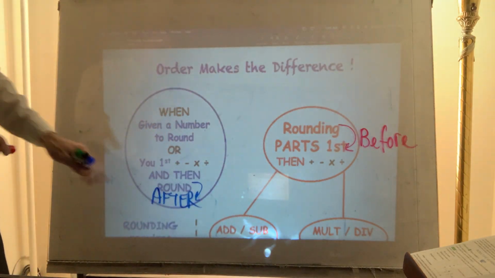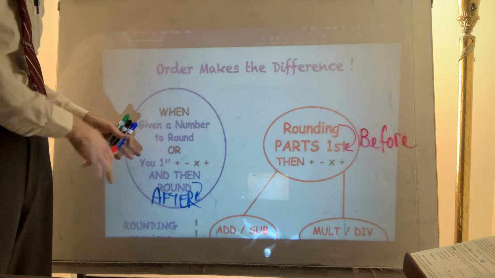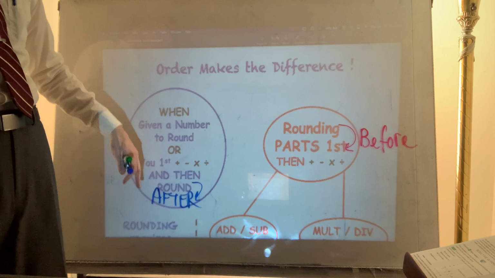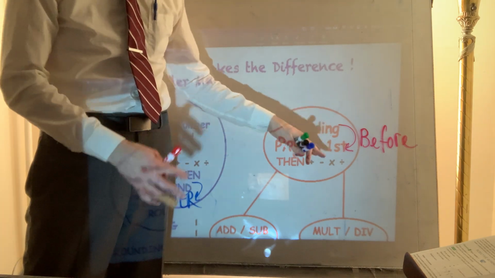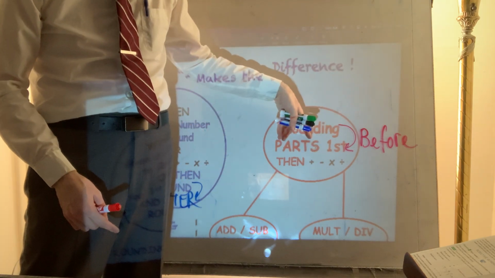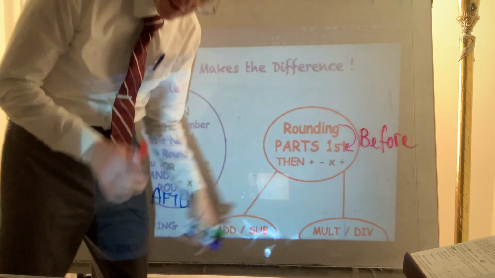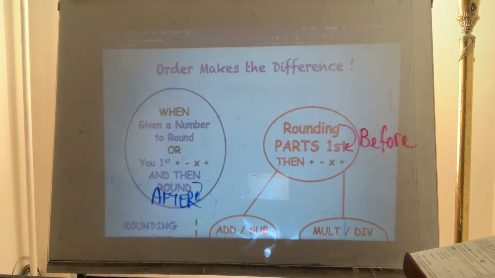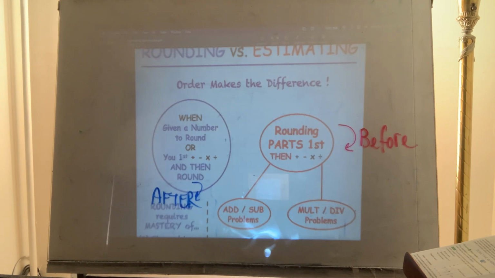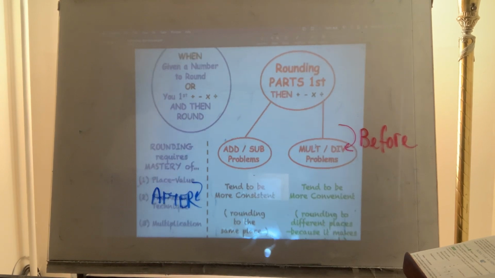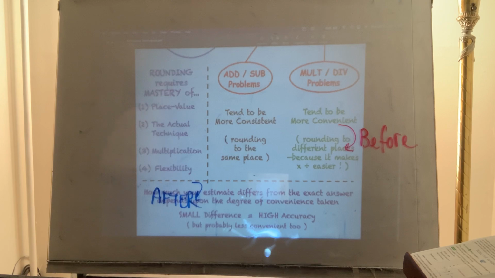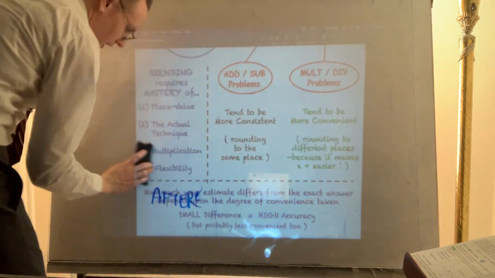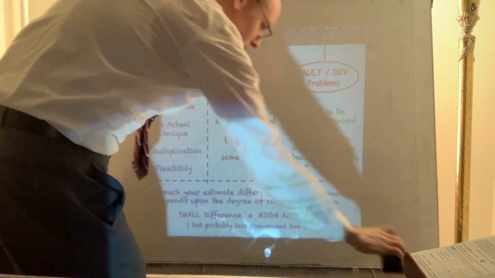Rounding after is basically just rounding. That is, rounding after the operation is just rounding. Rounding strategically before, on the parts, and then following with the operations, that's estimating. So make that distinction. I'm going to back this off a little bit. Now, there are different things that you might do depending upon the operation involved. Let me complete this thought.